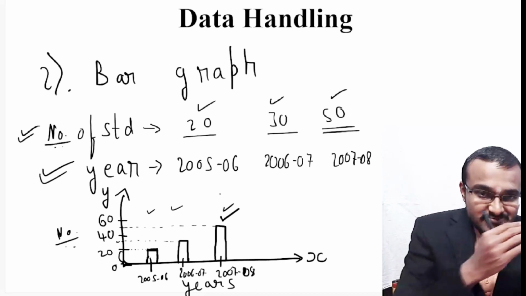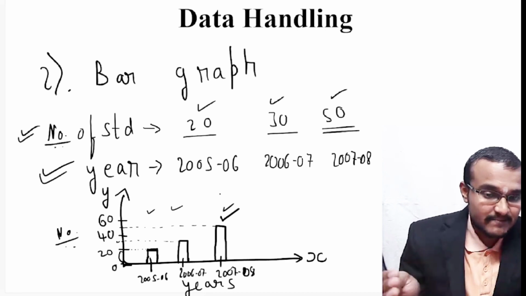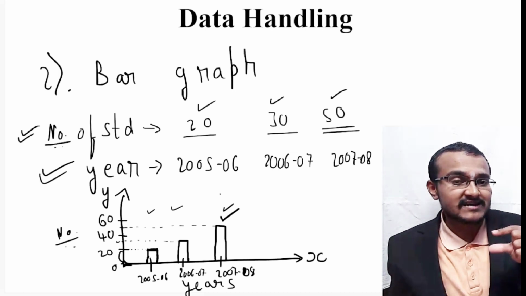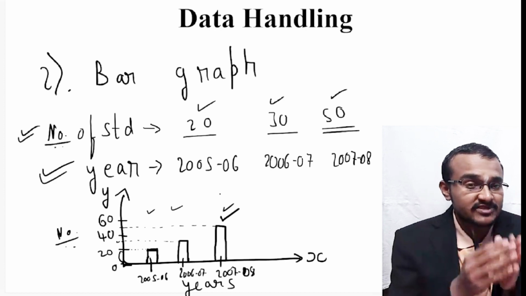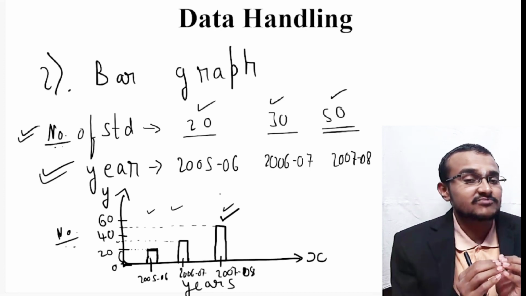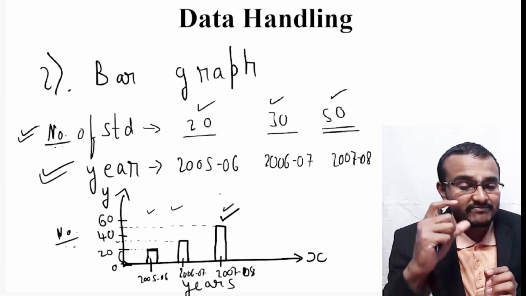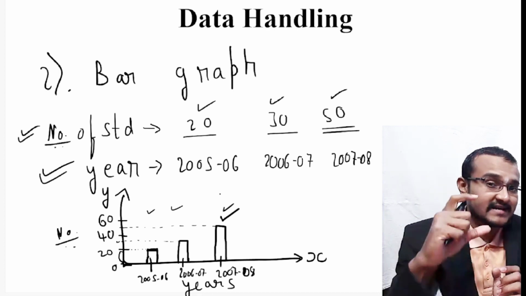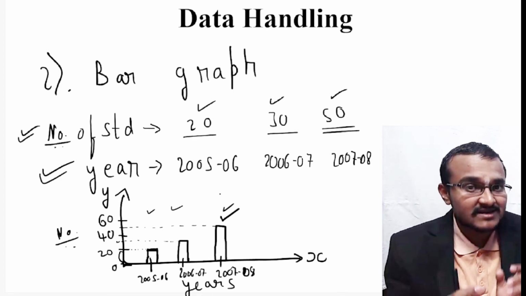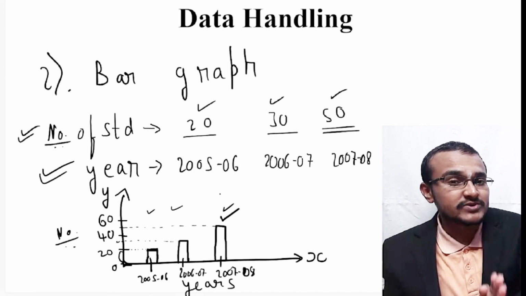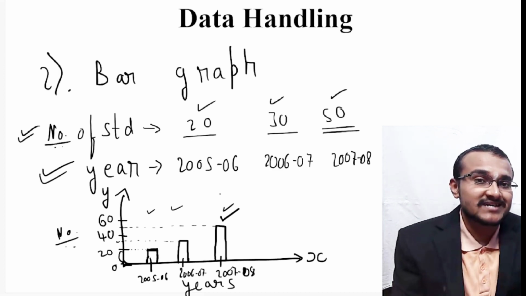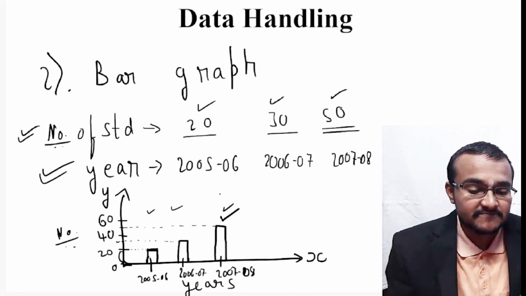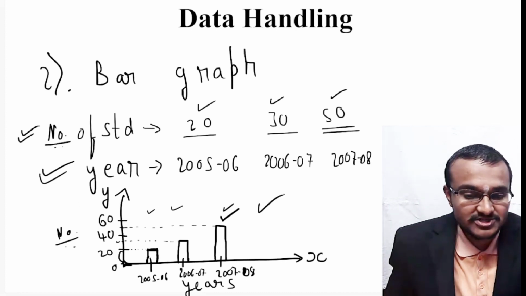In these academic years you are comparing, where the minimum rectangular bar shows the minimum intake of students, so the minimum admission that happened in that school. The maximum height rectangular bar represents the maximum number of students admitted to that school. So this is how you should extract information from a graph. So this is how you should draw a bar graph.